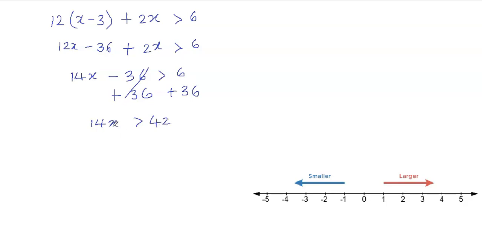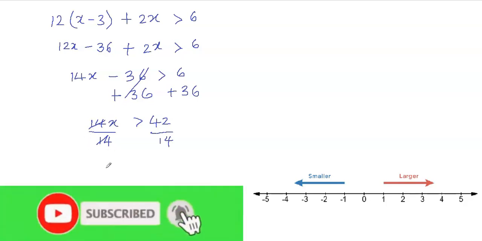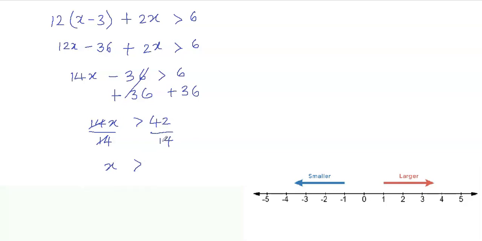Now to isolate my variable x, all I need to do is divide both sides of my inequality by 14. This 14 and this 14 are going to cancel each other out. We get x on the left-hand side is greater than 42 divided by 14, which is going to give me 3. So I got my solution, which is x is greater than 3.